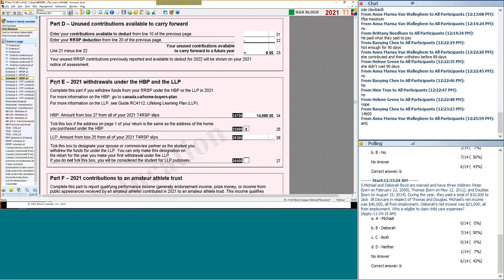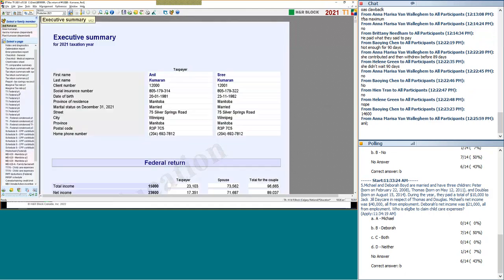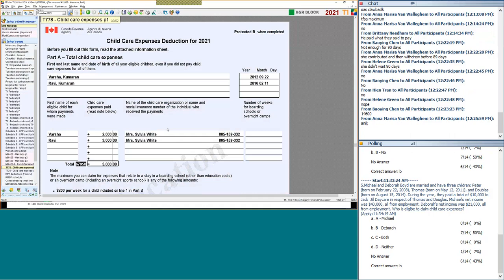Okay, so I'm going to go into Anil's return now, and I'm going to show you a child care expenses receipt filled in. So we have 2 children. We have their birthdays. We have receipts for each of them, and we have the neighbor's name and social insurance number. The social insurance number is important because they don't have to accept the expenses if you don't have it there.